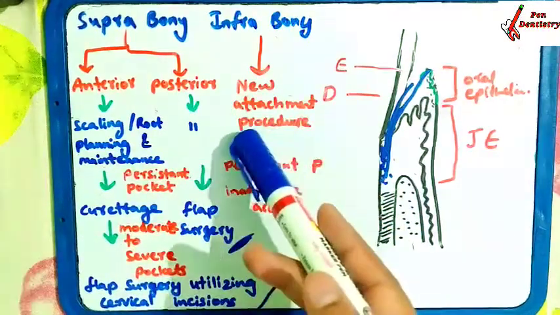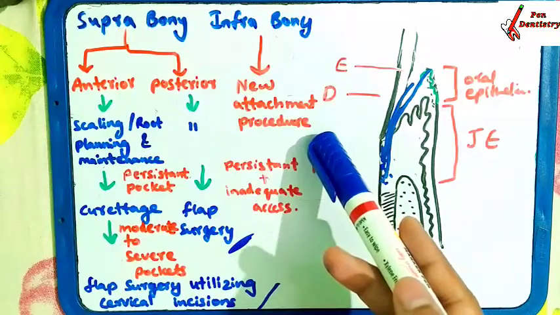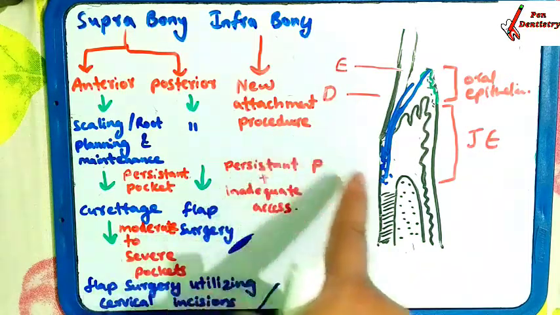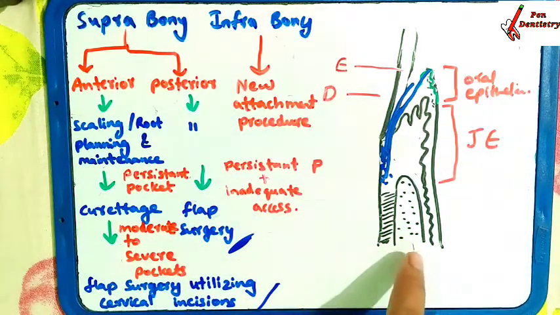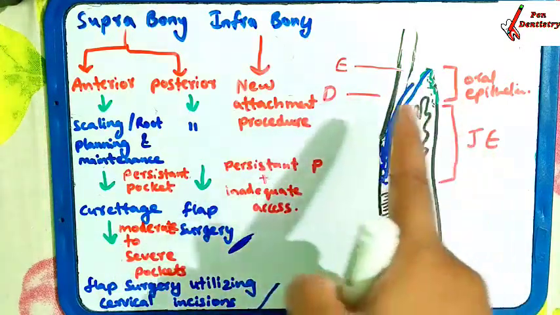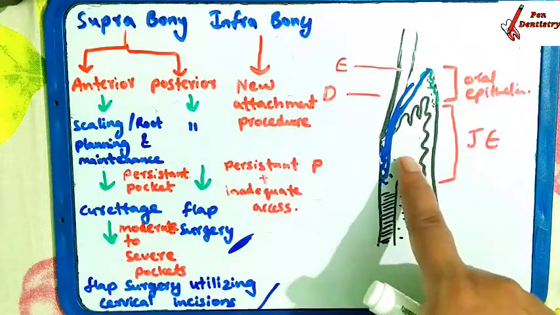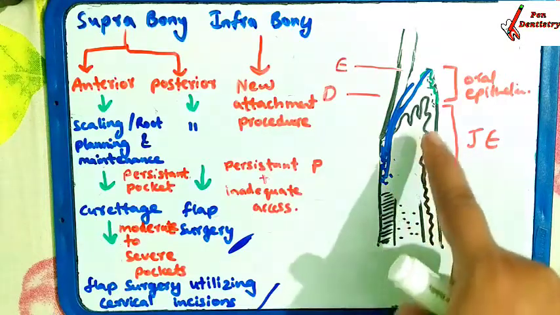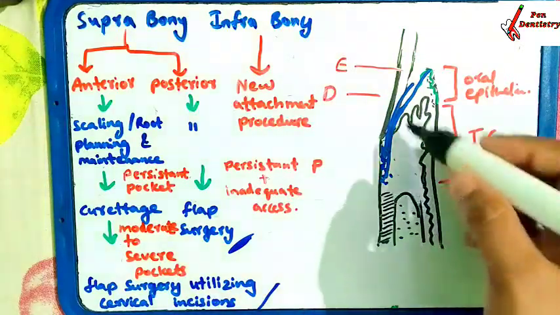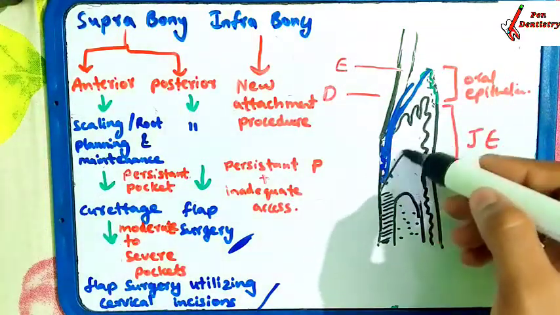In infrabony, new attachment procedures are there. That means if the bone loss has taken place, you are going to add the bone graft in this region and you are going to do the flap surgery. This is the new attachment procedure, because after the bone formation only the gingiva is going to be formed on the upper region. If the bone has been lost, with the bone loss the gingiva will also come down.